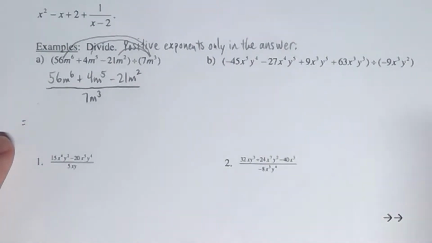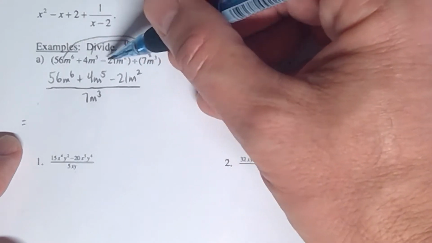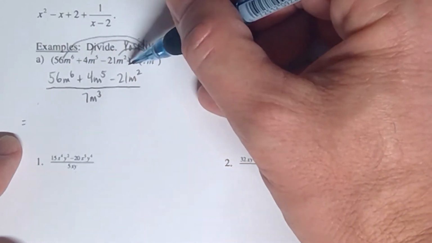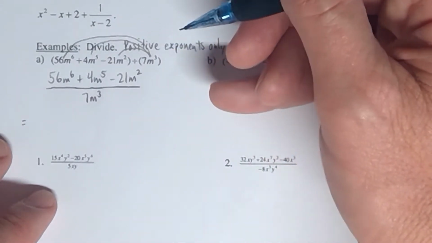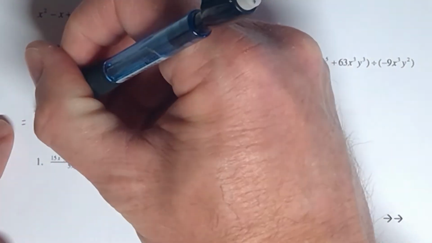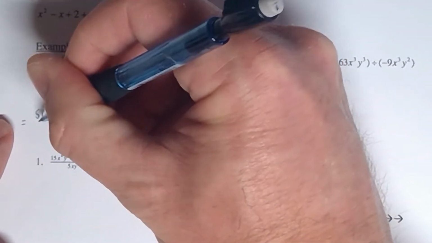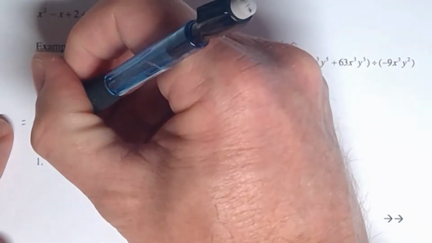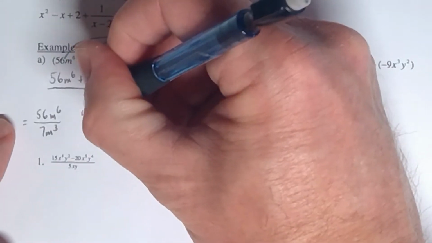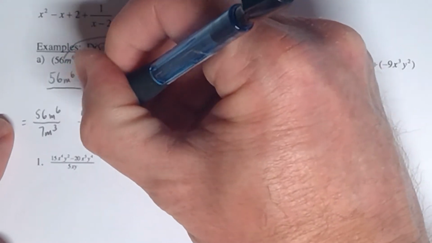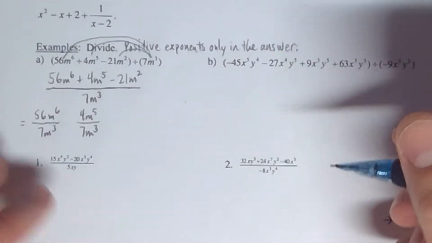Since there's three terms separated by plus and minus inside the first bracket, on the top of the fraction, that means we're going to do three divisions. So we're going to set it up as three separate fractions like this. 56m to the 6th divided by 7m to the 3rd. Okay, 4m to the 5th divided by 7m to the 3rd.